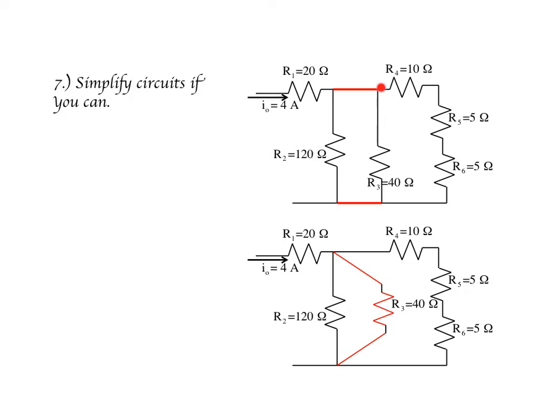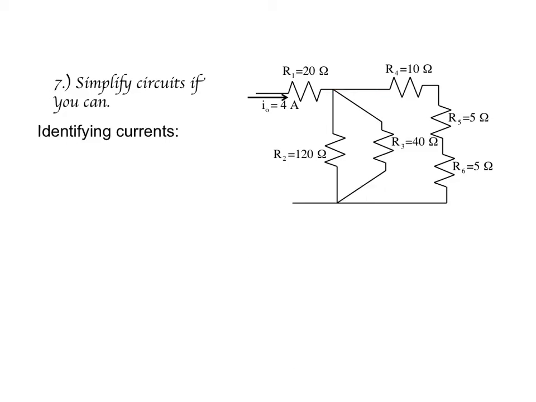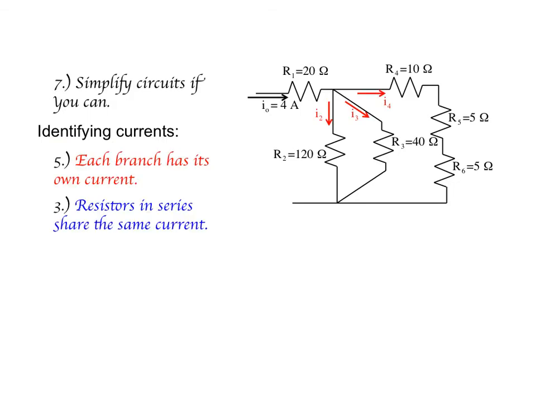That means I could slide this point over, and I could slide this point over, and I would end up with the circuit looking like this. Doing this would help me identify the currents, because as you can see, each branch has to have its own current, and if you couple that with the fact that each resistor in a series combination is going to have the same current passing through it, you can see that this current is going to end up going all the way from there to there. This current will go from there to there. This current will go from there to there. We have just defined all of our currents.